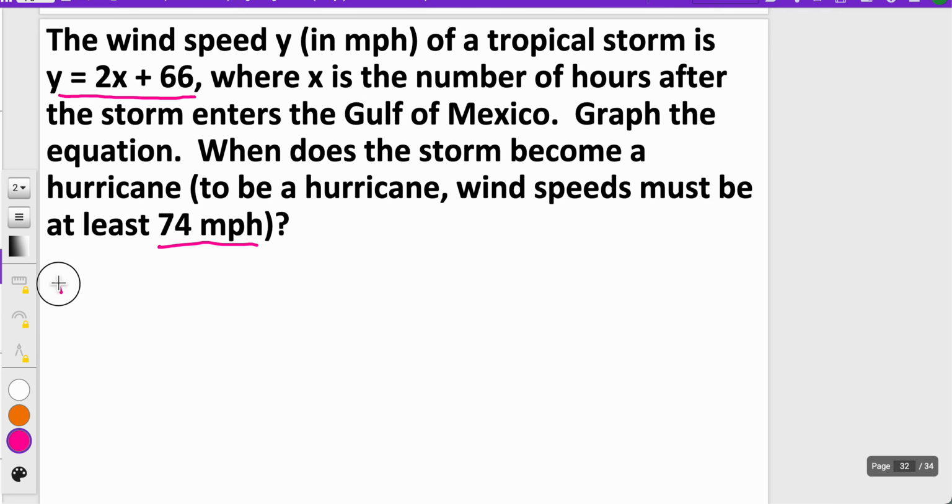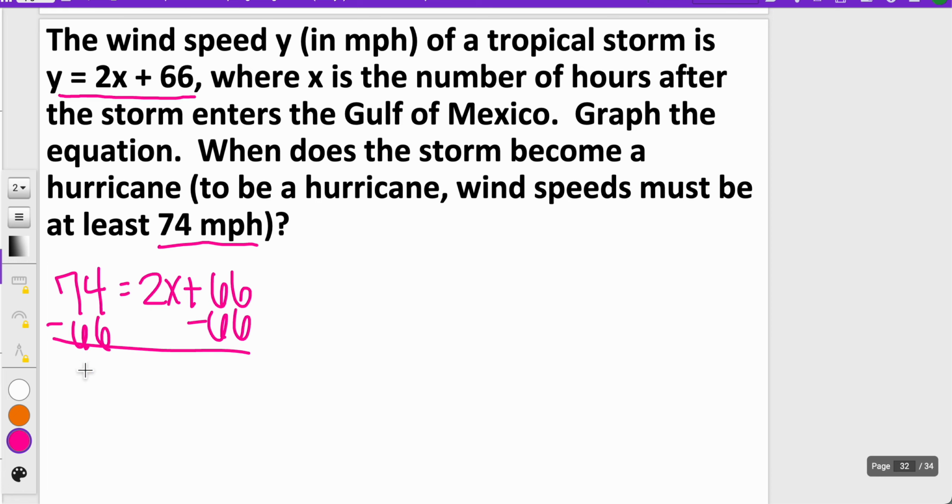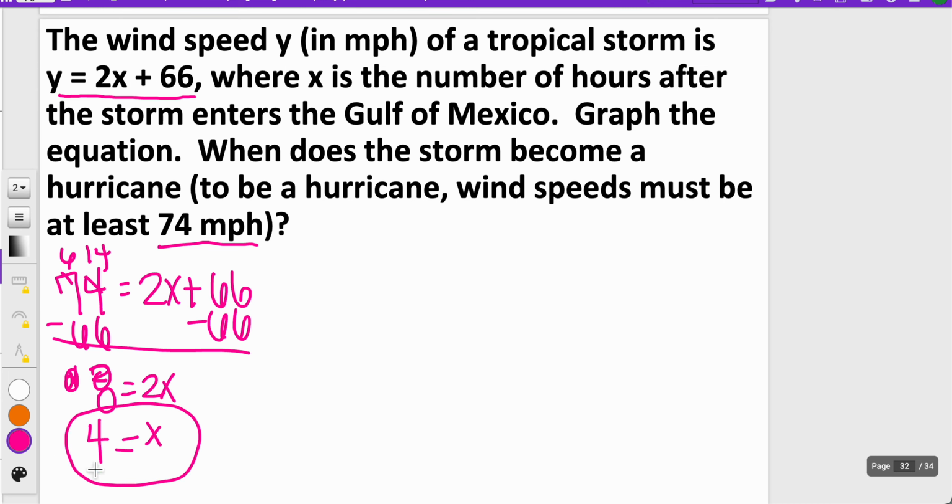To be a hurricane, wind speeds must be at least 74 miles per hour. So that would mean your y is equal to 74, and 2x plus 66 is what we're going to solve for. First thing I'm going to do is subtract 66 from both sides. And I'm going to get 8 equals 2x. So x is equal to 4. So after 4 hours, it would be a hurricane.